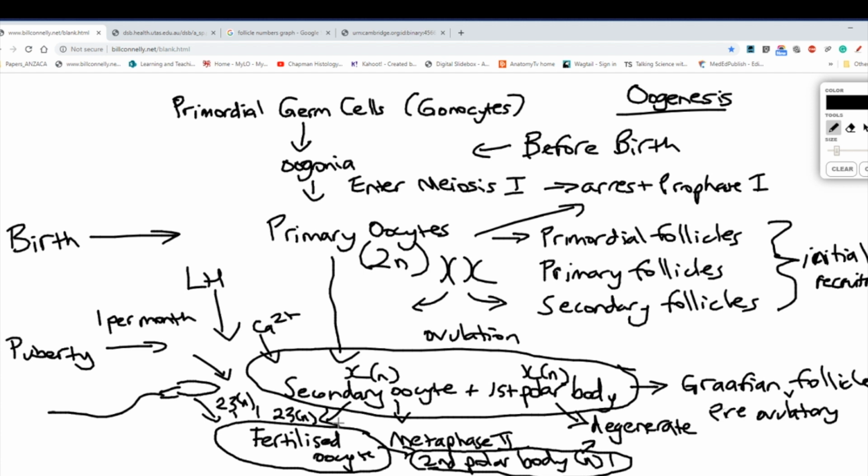That explanation clarifies it. Great. Well done. Excellent. All right. So I know that's really messy. Hopefully it helps explain what happens during oogenesis.